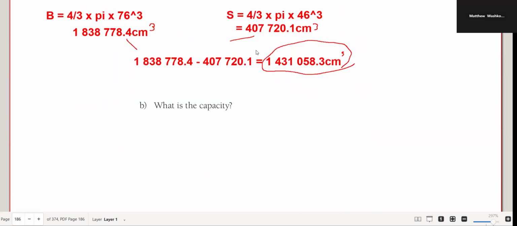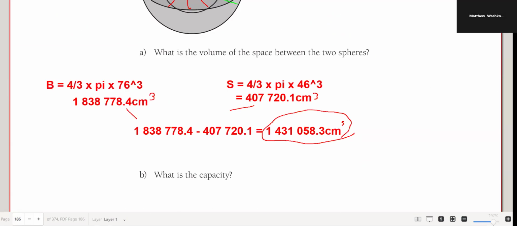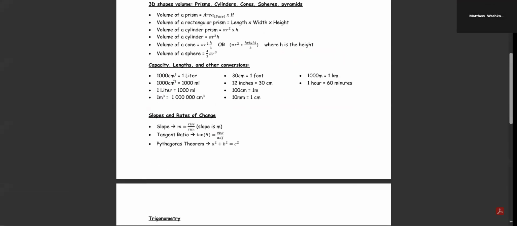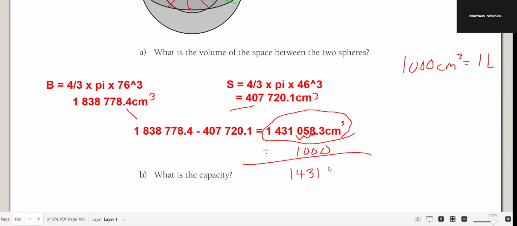What's the capacity? Well, I'm working with cubic centimeters. Do I know something where cubic centimeters can be used to find a capacity? Yep, 1 liter. So remember, 1,000 cubic centimeters is equal to 1 liter, right? So how can I find this out? Divide it by 1,000. It's 1,431. We'll just leave it like that, liters. That's fine, right? There's the capacity right here.